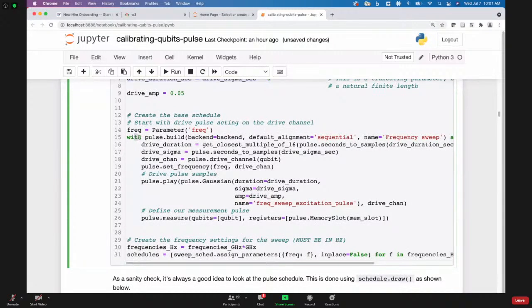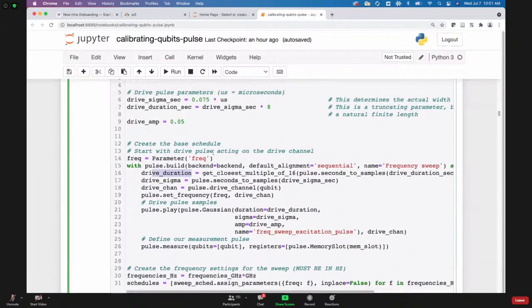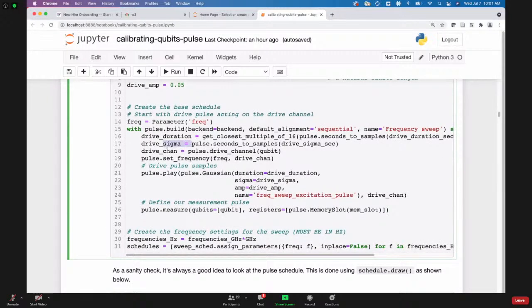So here, with pulse.build, we're building for the backend, and then we're setting the duration of the drive pulse. This is where we're setting it to some multiple of 16 based on how long we wanted the pulses to be up here. Then you have the rise and fall of these aspects, and then you specify what channel you want it to be on. The channel corresponds to what qubit you're actually going to be driving. And then importantly, pulse.set_frequency. This is where we're going to take the frequency and set it and sweep this frequency right here.